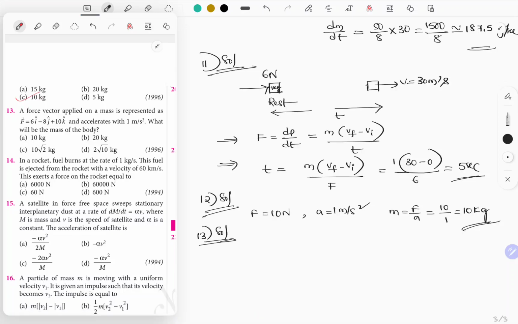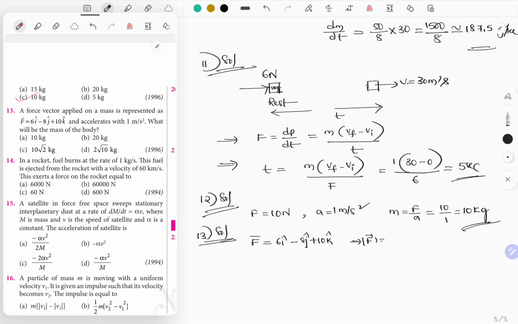Okay, next question number 13 solution. So this kind of question we already solved, the same numerical we solved. They gave force is equal to 6 i cap minus 8 j cap plus 10 k cap. What about the magnitude of the force?